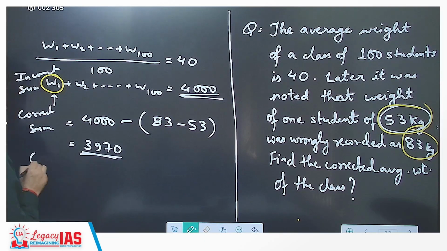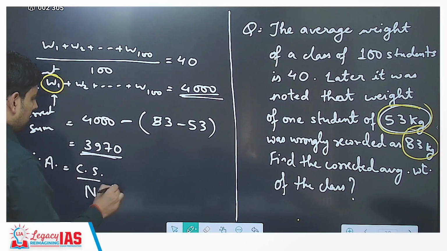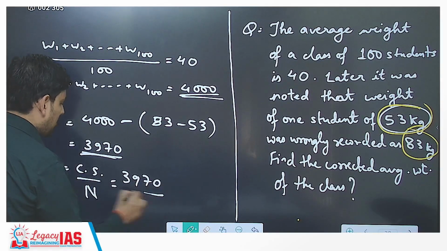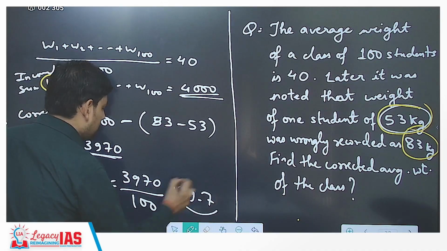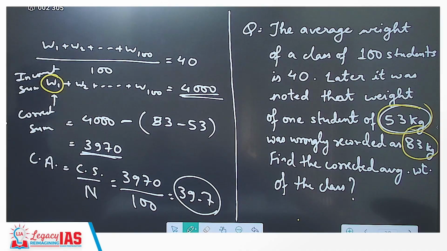Now corrected average will be what? Corrected sum upon number, so this becomes 3970 by number, that is 100. So what you got? 39.7. Correct? Now this is a normal way of doing this.